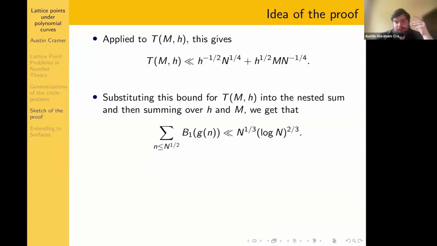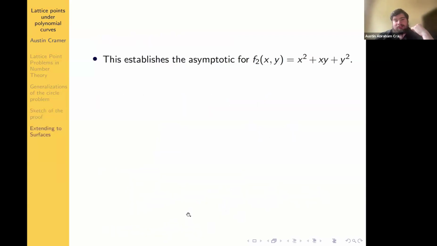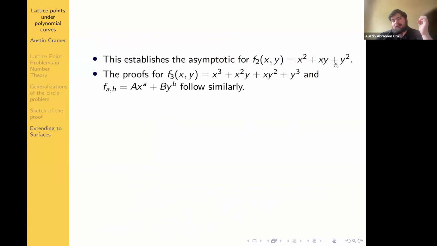So when we combine this with the main term we found earlier, we get an asymptotic formula for r sub f2 of n as c2 n minus square root n, and then our error term is n to the 1/3 log n to the 2/3. Okay. So that's how we prove it for something like f2, this x squared plus xy plus y squared. And then the other two, I mentioned the cubic form and the mixed, the ax to the a and by to the b, those follow quite similarly.